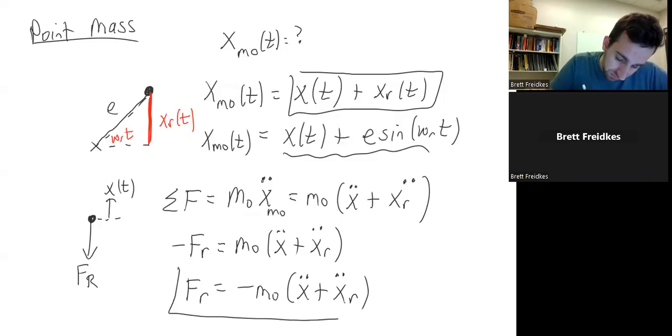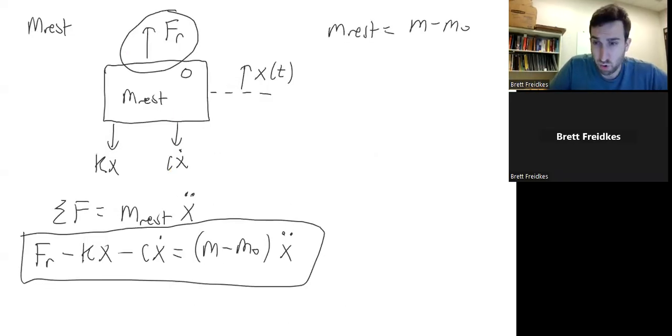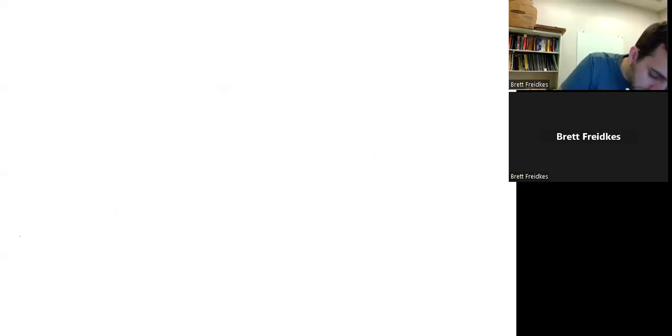And now I can take this and I can substitute it into my other equation. I know I might be going a little fast here, but go ahead and pause it if you want to look back at some of the things that I've written. So coming to this equation, which I'll rewrite on the next slide, it's Fr minus kx minus cx dot.